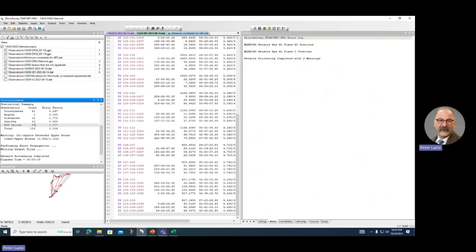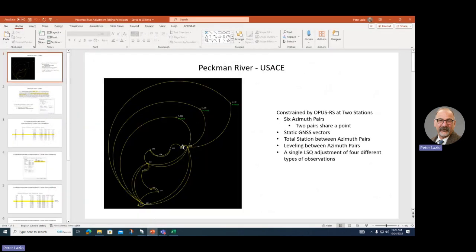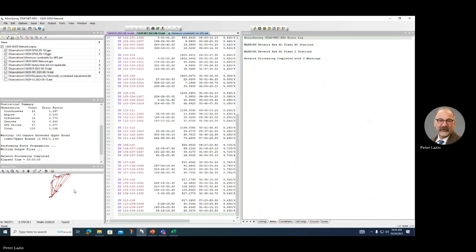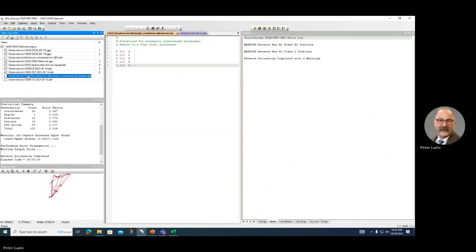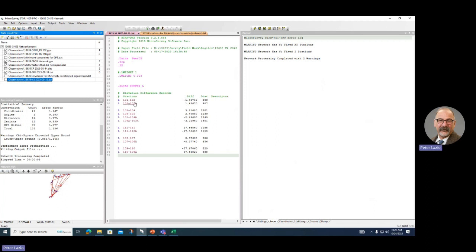But we also did leveling. We did leveling between these two, between these 3, these 2, these 2, and these 2. In the past, when we've done leveling, we haven't combined them into one. So now these are the minimal constraints for our leveling, and this is our actual leveling. In this case, they started at 101, went to 102, and went back to 101. They called 101 101A. It's the same point.